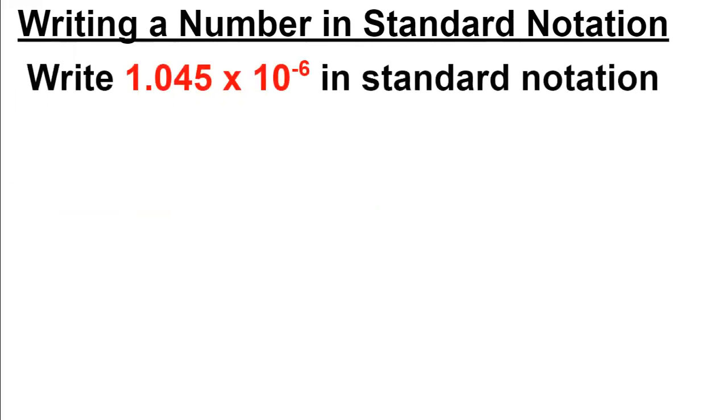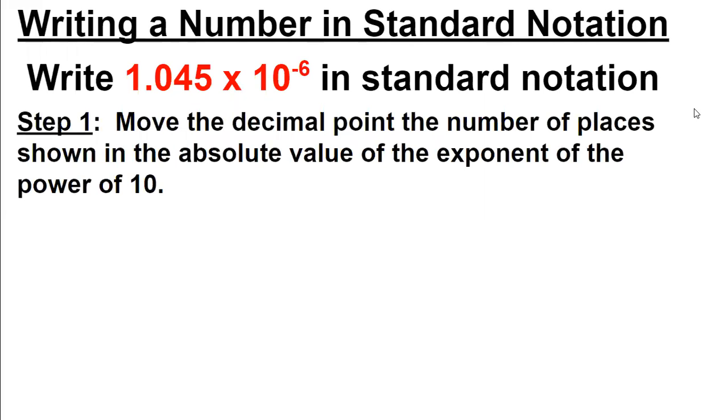So we are going to write 1.045 times 10 to the negative 6 in standard notation. So here are our steps. Step 1, we're going to move the decimal point the number of places shown in the absolute value of the exponent of the power of 10. So since it's negative 6, we're going to move it 6 spaces. That's the absolute value of negative 6. So there's our number, and there's where the decimal point currently is.